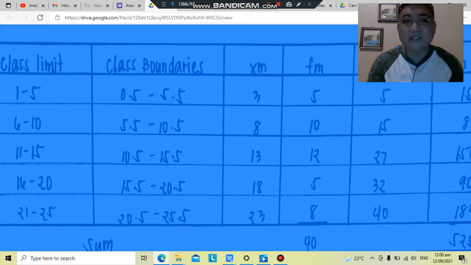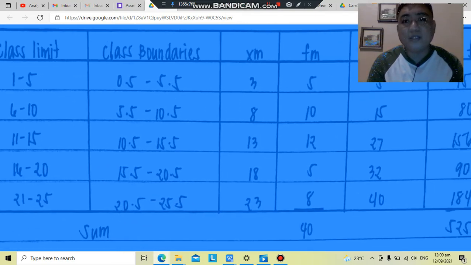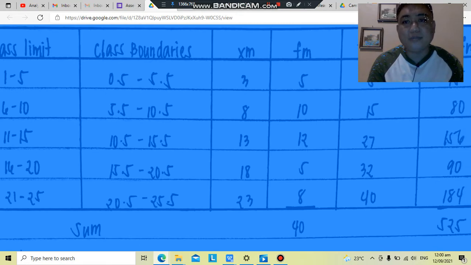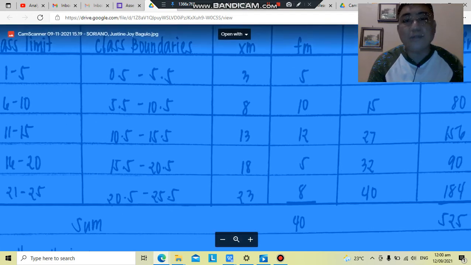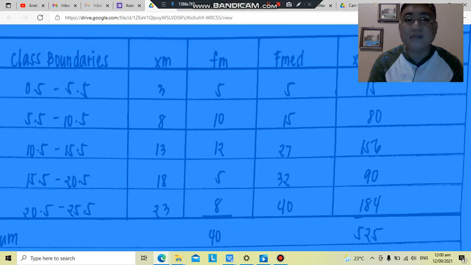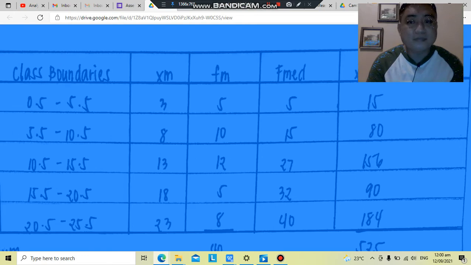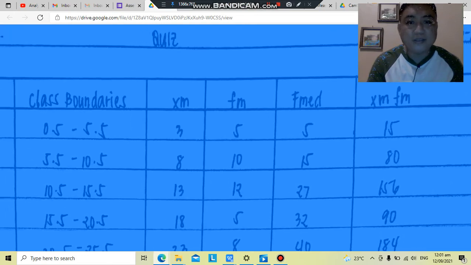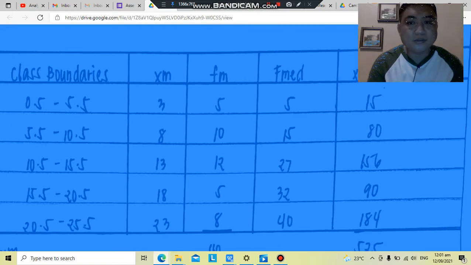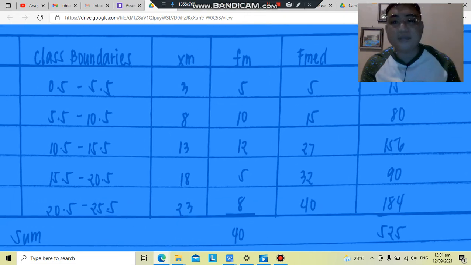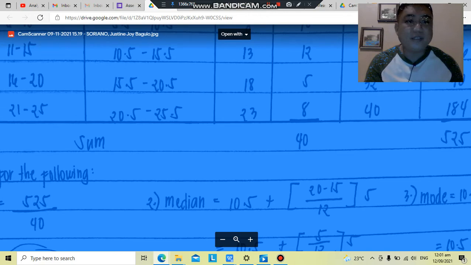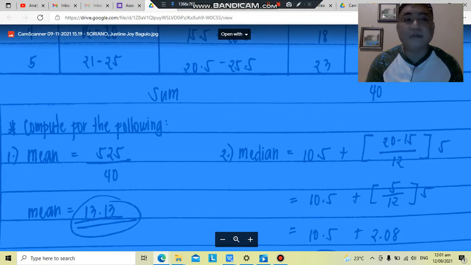Problem. Okay. So I hope you know already how to prepare the column on class boundaries, how to compute for the XM, then how to compute for the XM times the FM. So the first requirement is how to compute for the mean.